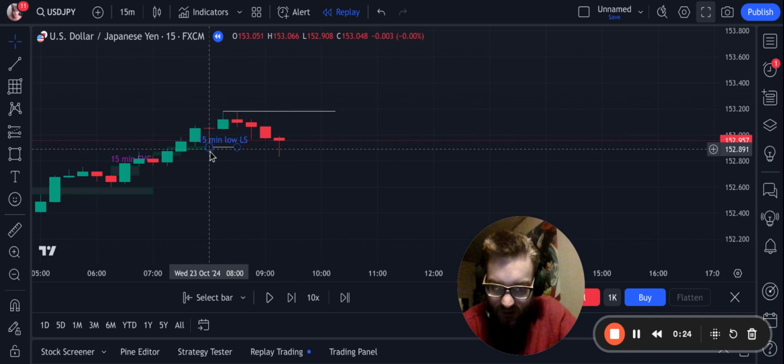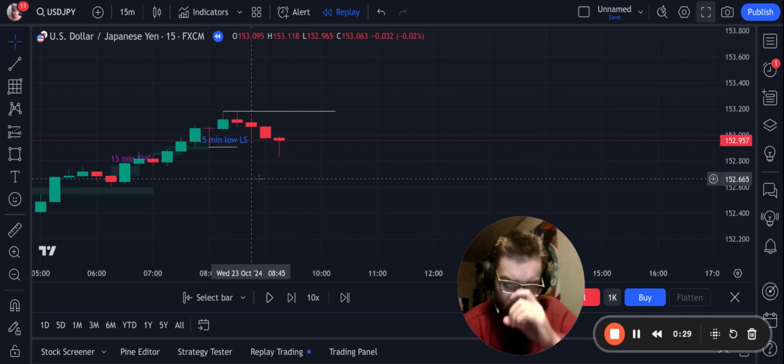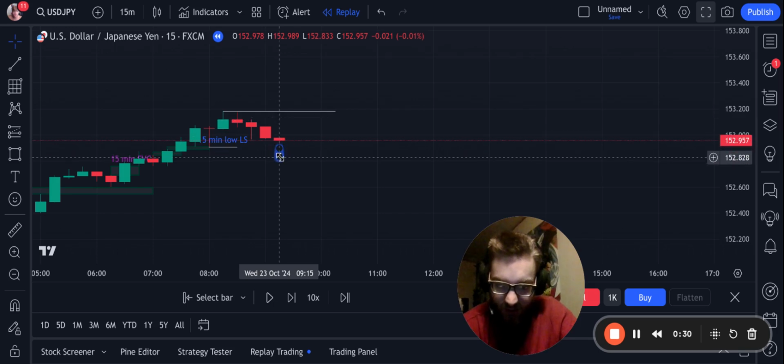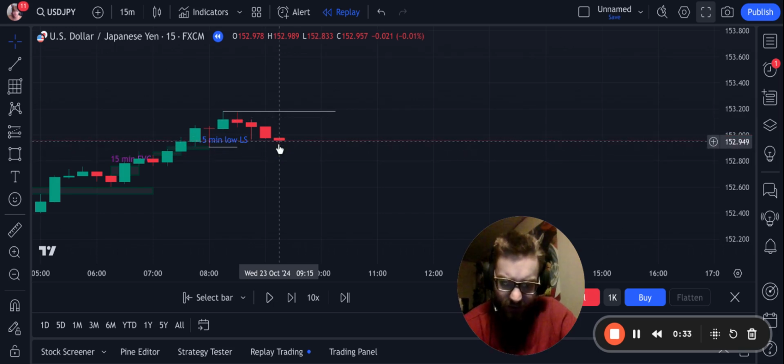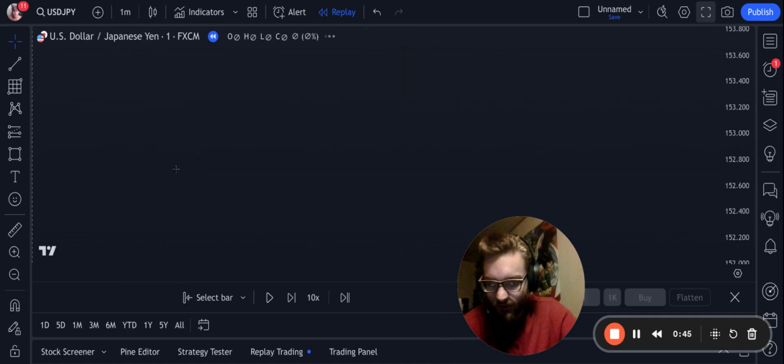So I was waiting for price to sweep this low, and as you can see here with this 15-minute candlestick, price entered and then started showing bullish pressure coming out of it. Even though the candlestick might not be bullish, you can tell that price visited below these lows and popped its head back up. So we can go down to the 1 minute time frame.